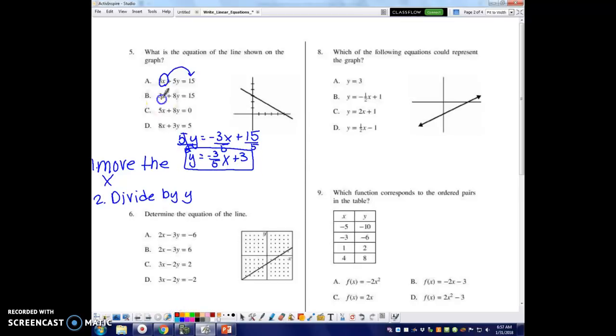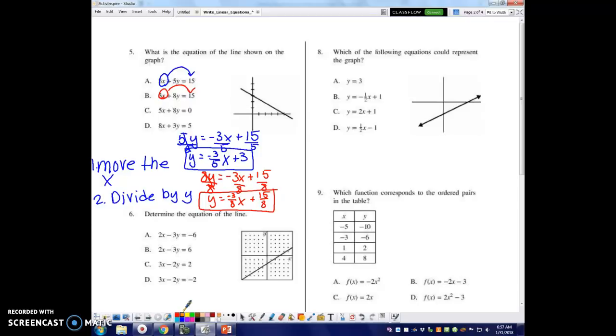Now let's do B. Move the x, divide by y. So we have 8y equals, when we move that over, it becomes -3x plus 15. So we move the x, next step, divide by y. So we have y equals -3 divided by 8 is just -3 over 8. 15 over 8. That can't be reduced. Okay, so this is B.